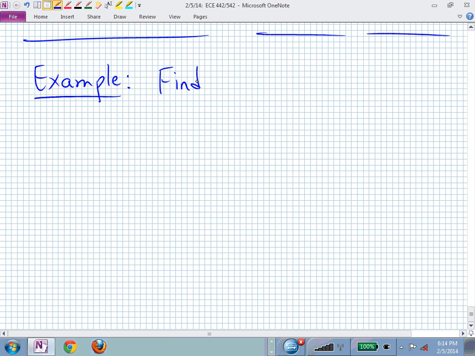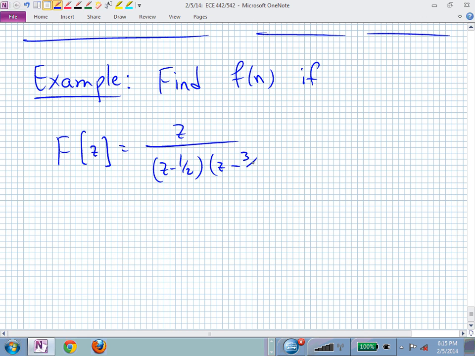Suppose we now want to find f of n if its z-transform, capital F of z, is z over z minus 1/2 times z minus 3/4, and we're told that z, and now I'm going to mess you up, is bigger than 3/4. You usually say 3/4 is less than z, but z is greater than 3/4. This is now our region of convergence.